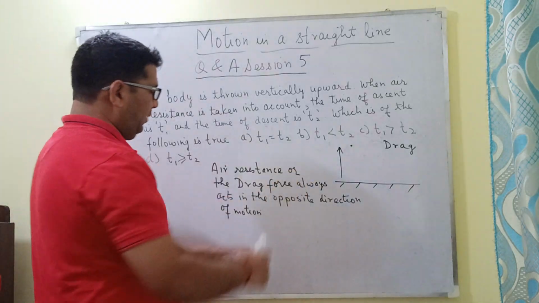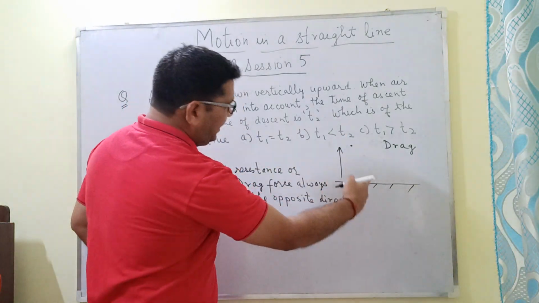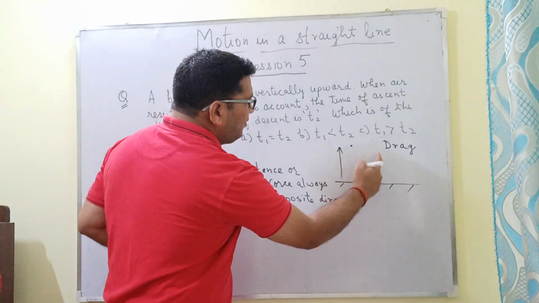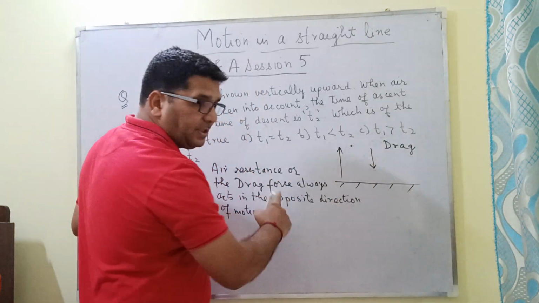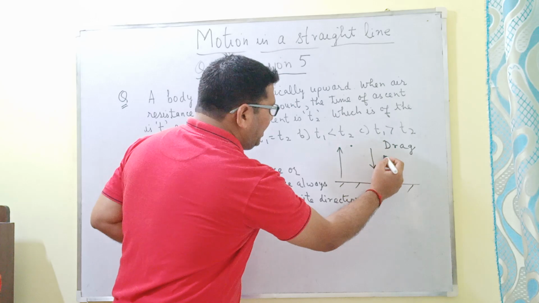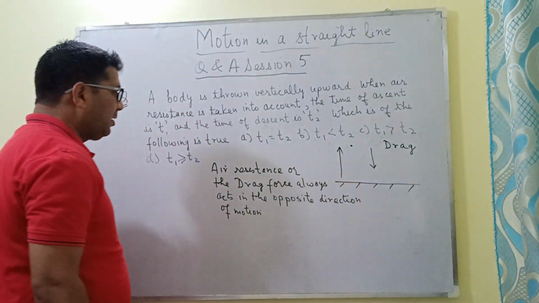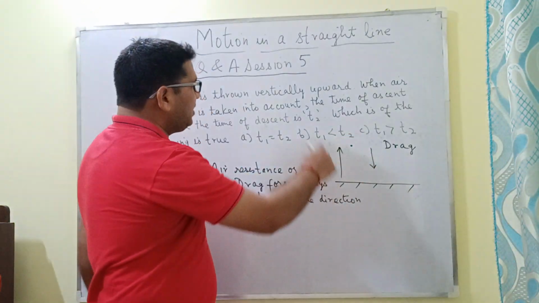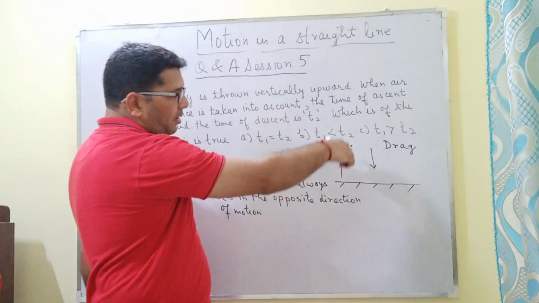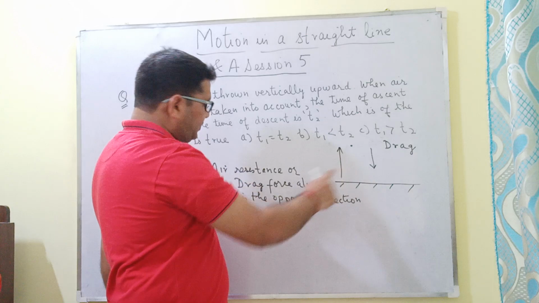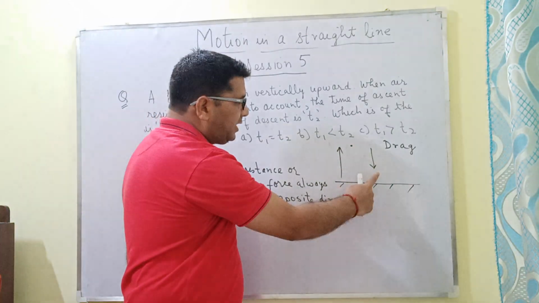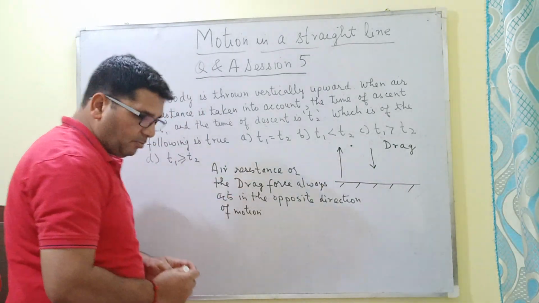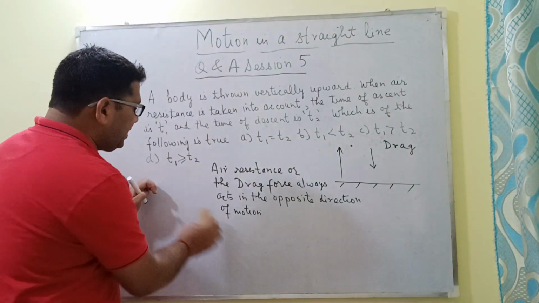That is, if the object is moving upward, in this direction, then the drag force or the force due to the air resistance will be acting in the downward direction. And when this body is coming down, then this air resistance or the drag force will be acting in the upward direction. So the air resistance or the drag force always acts in the opposite direction of motion. This is the concept which we will be using in order to solve this question.